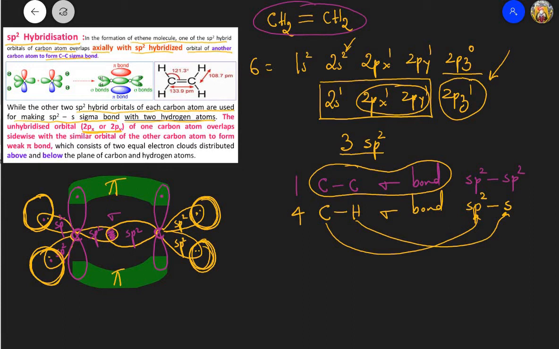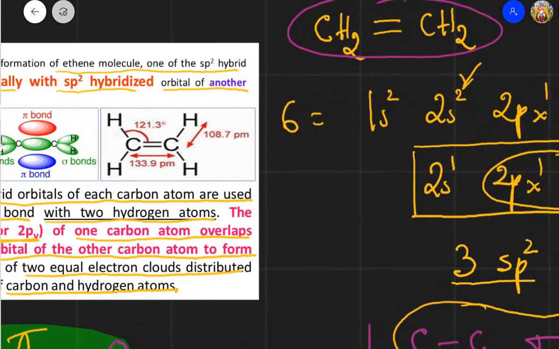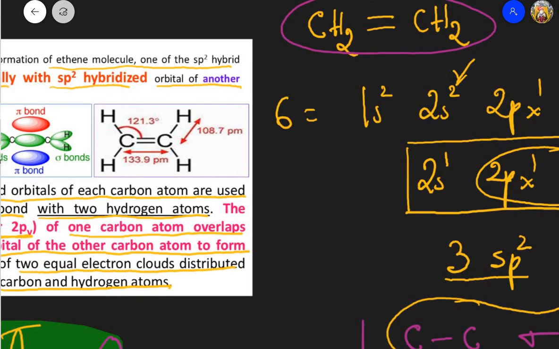The unhybridized orbital 2px or 2py of one carbon atom overlaps sideways or laterally with the similar orbital of another carbon atom to form a pi bond, which is always a weak bond, consisting of two equal electron clouds distributed above as well as below the plane of carbon and hydrogen atoms. Is it clear, students? Now let us try to understand this part, which is the ethene molecule. You can see that this is a carbon atom and this is a carbon atom.